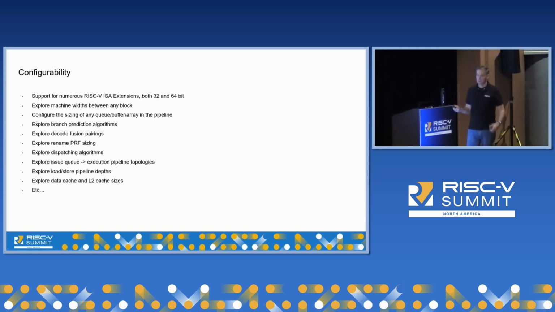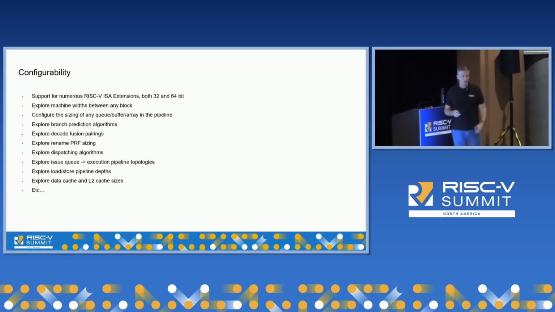There are branch prediction algorithms. There's a branch prediction API that's being added onto it. Decode fusion pairings, I mentioned that. There's a fantastic framework that's being developed for that. Rename PRF sizing, dispatching algorithms, how you want to distribute your topologies for issue queue and execution pipelines: one issue queue per one pipeline, one issue queue to multiple pipelines, whatever you'd like to try.